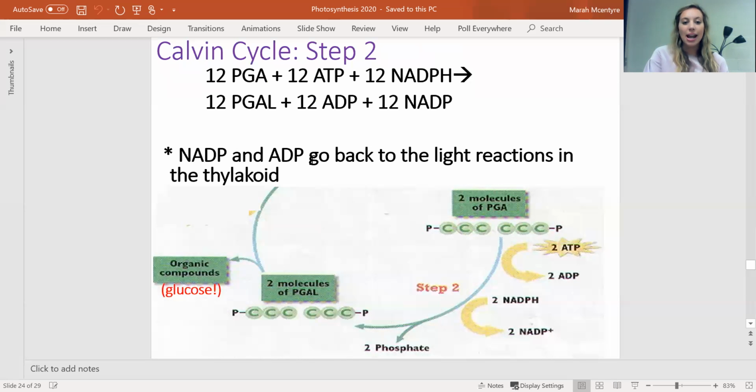Okay, so NADP and ADP have done their job, and now they're going to go back to where they came from and do it all over again. But we're done with those guys for now. So NADP and ADP go back to the light reactions in the thylakoid so that they continue these cycles. Okay, and so you can see on our little chart here, that's all happening right here, PGA is going to turn into the molecules of PGAL. And we have a total of 12. I know this says 2, but it's just trying to use 1 as an example. But we have 12 total PGA, and then we move to 12 total PGAL.